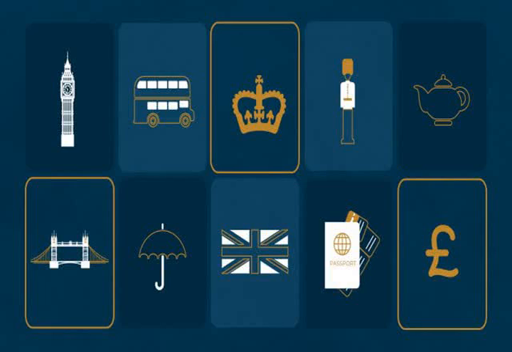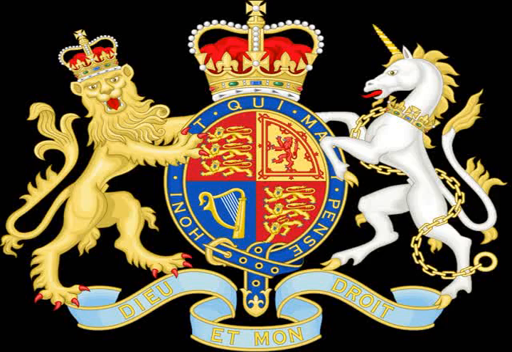Between the Commonwealth Immigrants Act 1962 and the Immigration Act 1971, as a result of fears about increasing immigration by non-white Commonwealth citizens, the UK gradually tightened controls on immigration by British subjects from other parts of the Commonwealth.